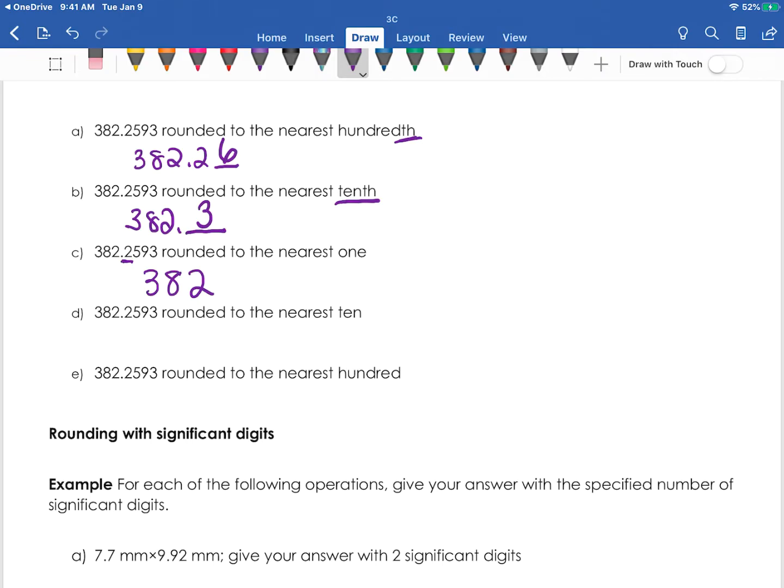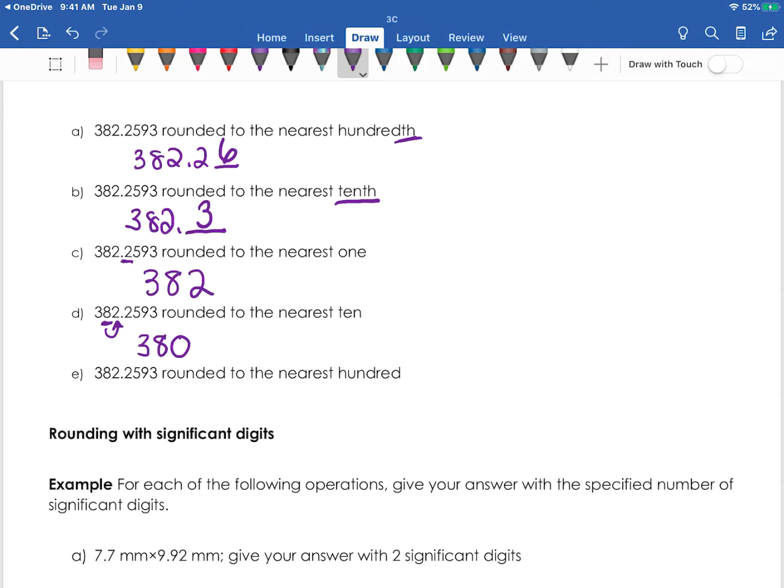Okay, the next example, 382.2593 needs to be rounded to the nearest 10. That's 2 places to the left of the decimal. Here's my tens place. So I don't want to keep any of the digits after that 8. I want 380. I look at this 2 to see if it's 5 or bigger, to see if I need to bump up that 8 to a 9.